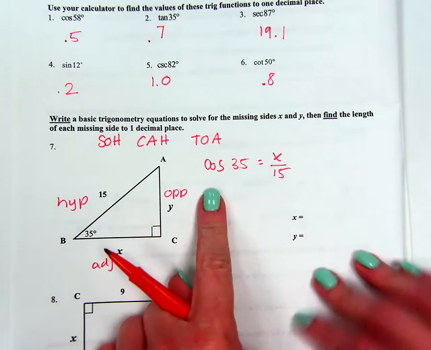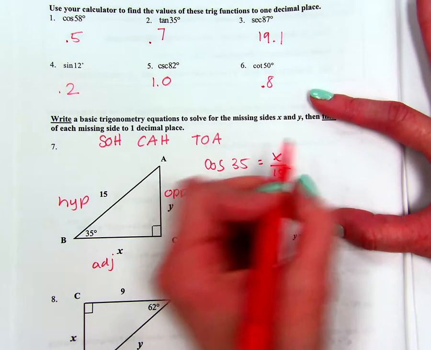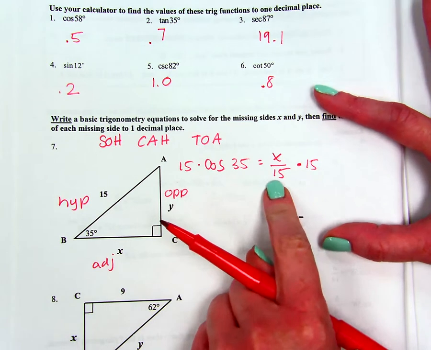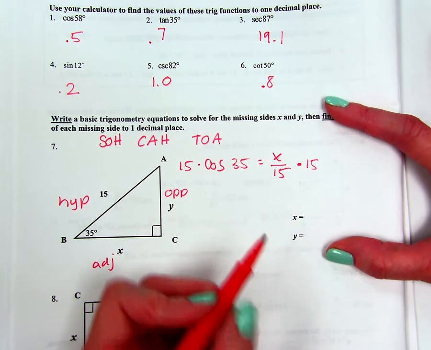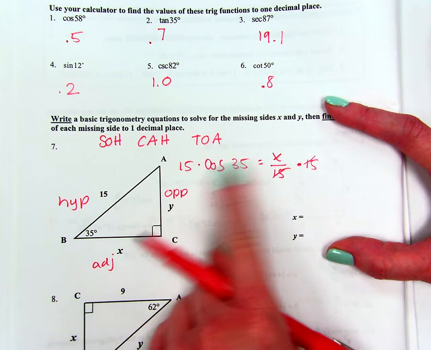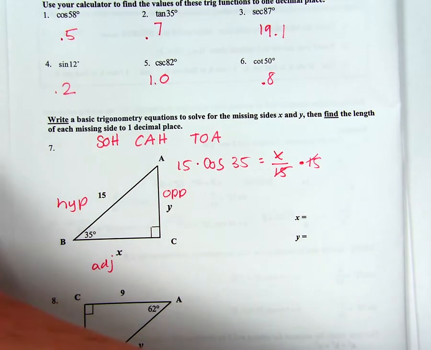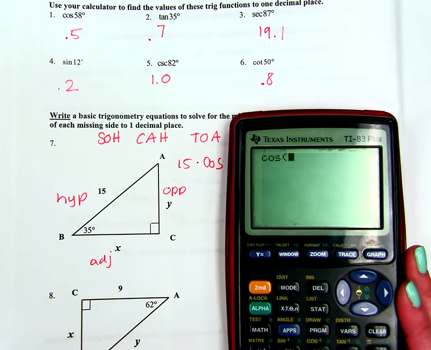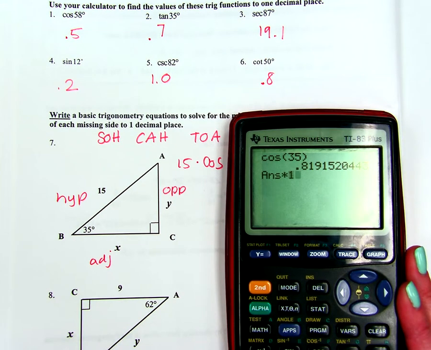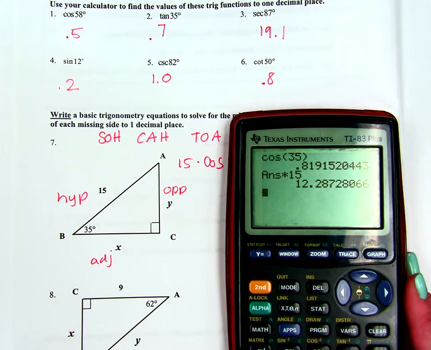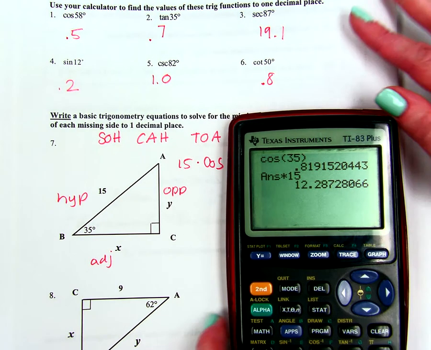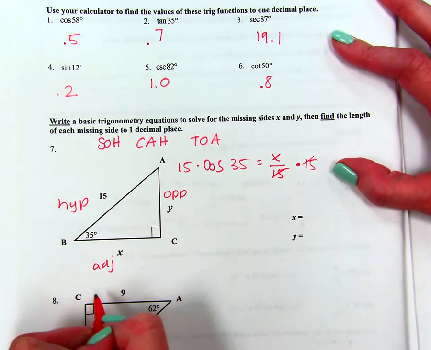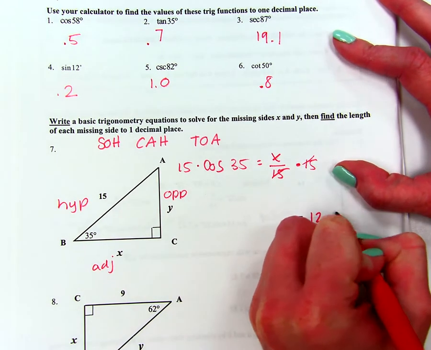For this problem, we need to get our x alone. So we're going to multiply both sides by 15, and that's going to cancel out our denominator here. Now we have x equals 15 times the cosine of 35. So we'll put that into our calculator: cosine of 35 times 15. We're going to end up with 12.28. We're rounding to one place past the decimal point, so 12.3. So we just solved for x, so x is 12.3.